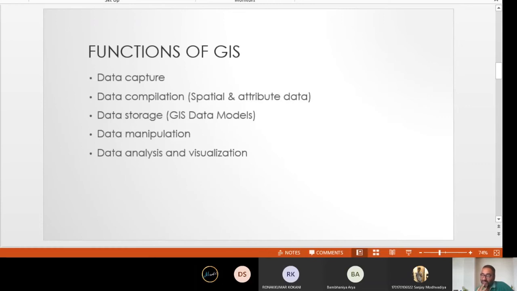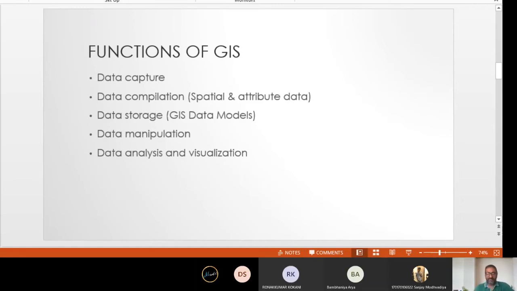So location wise, when something is in space and you mention it on the map, it is spatial. And information about that object on the map is attribute data. You can also write whether that electric pole is metallic or an RCC pole. That data is also attribute data. Okay, so data compilation covers both types, spatial and attribute data.